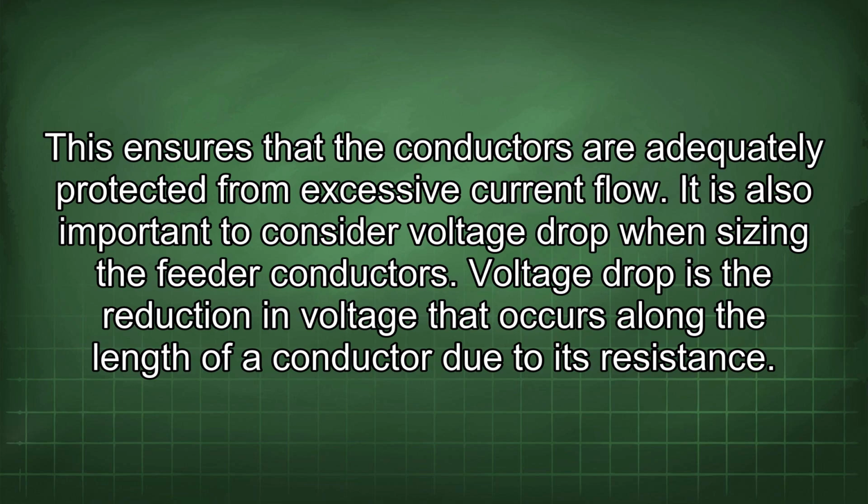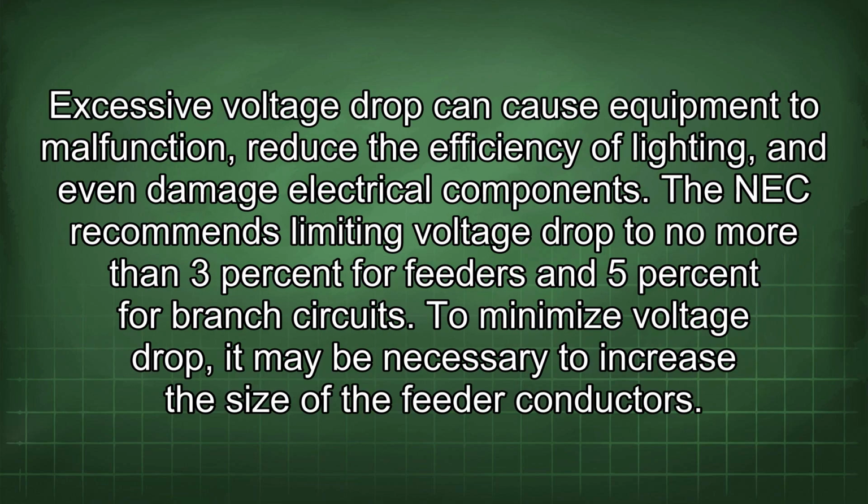It is also important to consider voltage drop when sizing the feeder conductors. Voltage drop is the reduction in voltage that occurs along the length of a conductor due to its resistance. Excessive voltage drop can cause equipment to malfunction, reduce the efficiency of lighting, and even damage electrical components. The NEC recommends limiting voltage drop to no more than 3% for feeders and 5% for branch circuits. To minimize voltage drop, it may be necessary to increase the size of the feeder conductors.